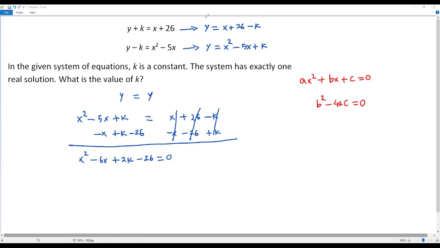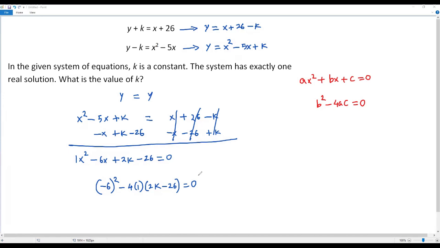Now to get the value of b, we have to consider the coefficient of x. Here the coefficient of x is -6. So for b², we write (-6)², minus 4 times. To get the value of a, we consider the coefficient of x². Here the coefficient of x² is 1. Let me plug in 1 for a. And to get the value of c, we consider the constant term. Here 2k - 26 is the constant term. We plug this in for c. Let me write equals 0.